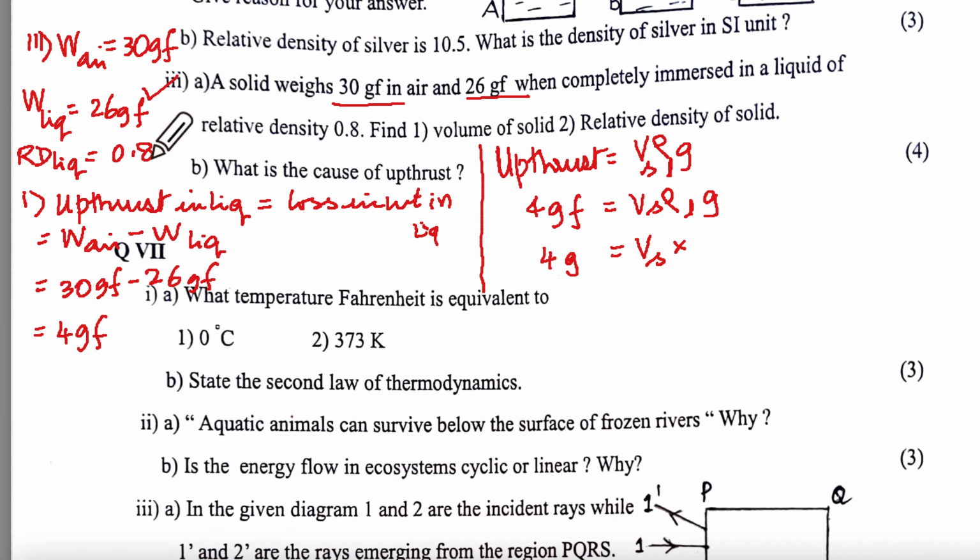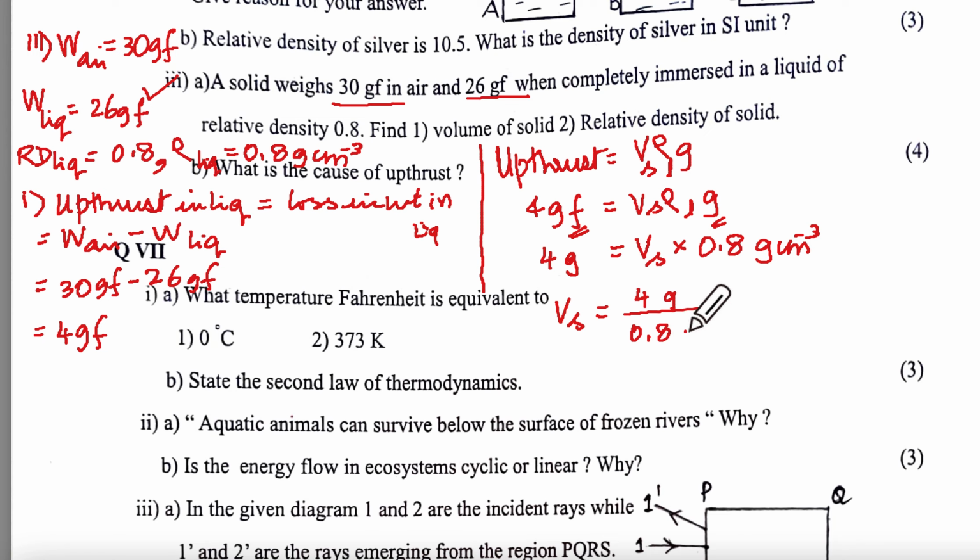Now, RD is given, so I'll have to mention therefore rho liquid will be equal to 0.8 gram per centimeter cube. I'll have to mention this here, otherwise I may lose that mark. Now remember, this was gf and I wrote only grams, so this g I will not write. Understood?